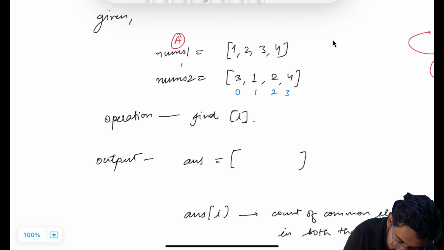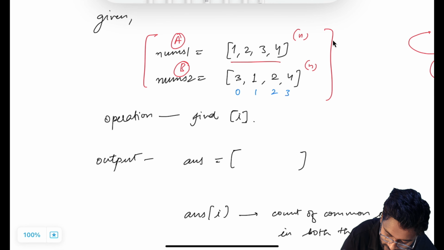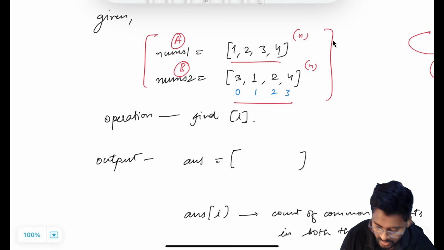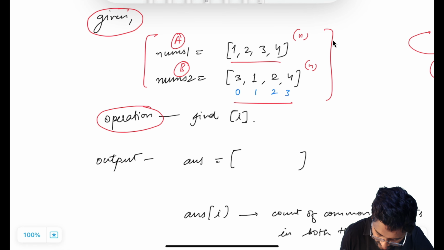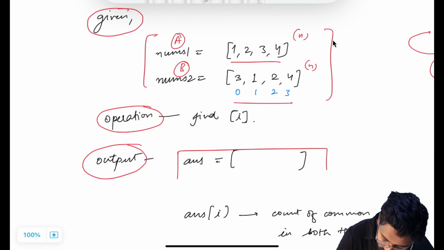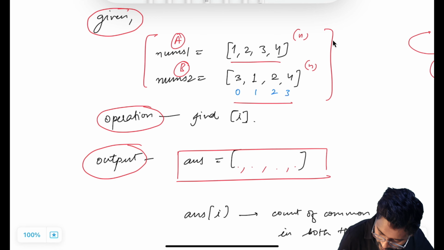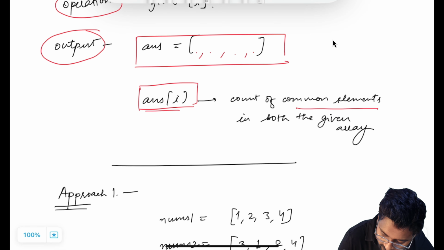Two arrays are given to us, array A and array B. Okay, and these two arrays are of length n, and these are just the permutation 1 2 3 4 in this linear way, and 3 1 2 4 just a permutation of A. This is the given part, and we can do some kind of operation, and after those operations we have to return this value. And what is this value? This is the answer array. The answer array is also going to have 4 items, and every item, let's say the ith item, is the count of common elements in both the given arrays.